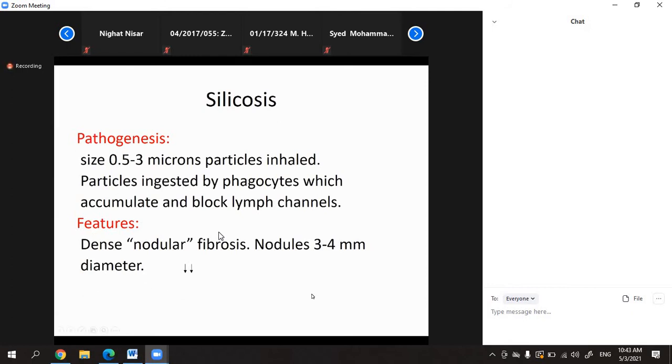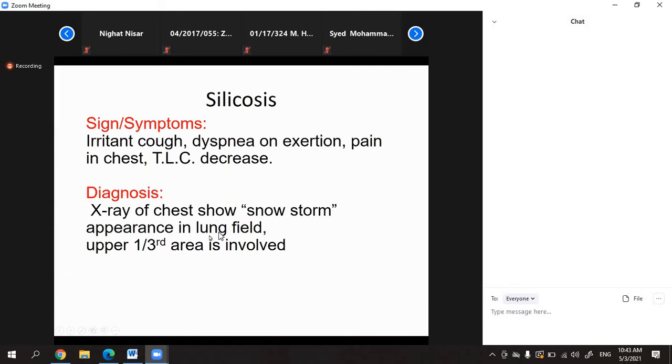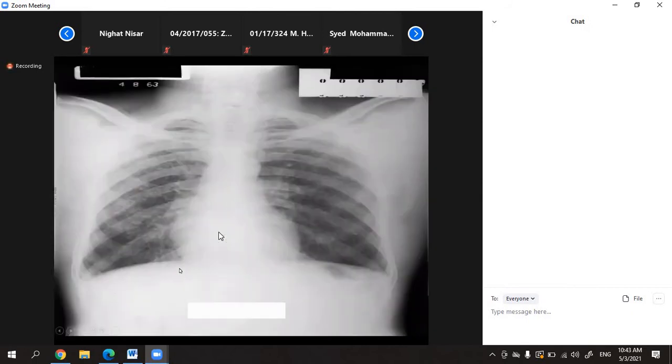The dense nodular fibrosis, nodules 3 to 4 mm in diameter, can be detected on investigations. The signs and symptoms are irritant cough, dyspnea on exertion, pain in chest, and total leukocyte count decrease. On X-ray, diagnosis can be made, and a typical snowstorm appearance in lung field, especially in upper one-third areas and wards. So this is the X-ray which shows a snowstorm pattern, and this is how the disease can be diagnosed.